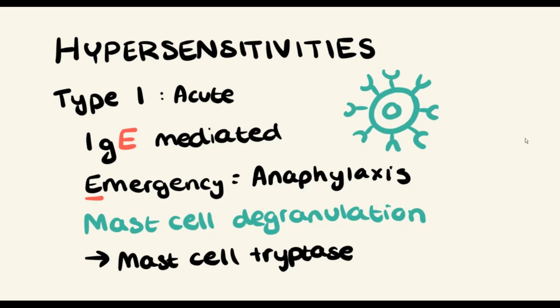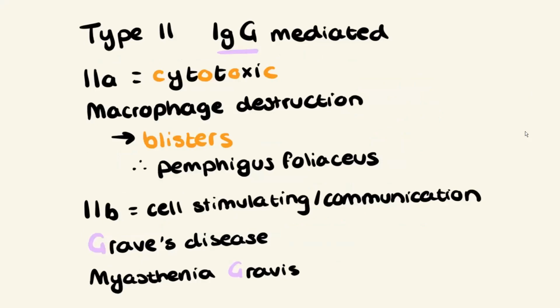Then you've got your type 2 hypersensitivities, and your type 2 ones are IgG mediated. So think type 2 is 2 Gs, IgG. Now type 2 has 2 types. So there's loads of 2s in type 2 hypersensitivity. So the 2 types are type 2A and type 2B.